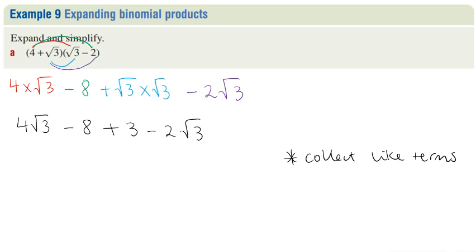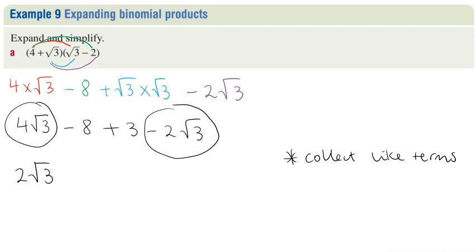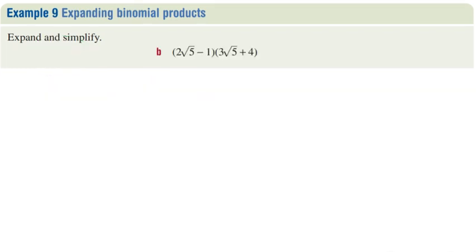So my like terms are my square root 3's and then my normal numbers. So 4 square root 3 minus 2 square root 3. So 4 minus 2 is 2 square root 3, and minus 8 plus 3 is minus 5. On to the next example.